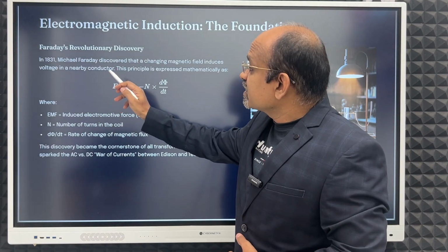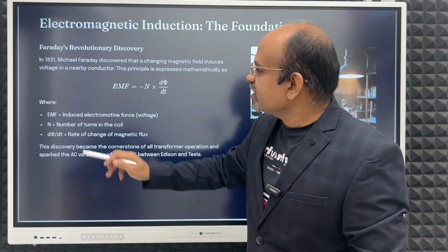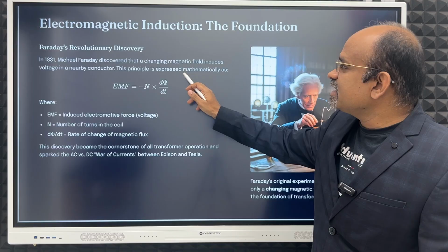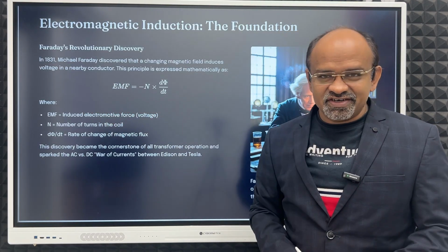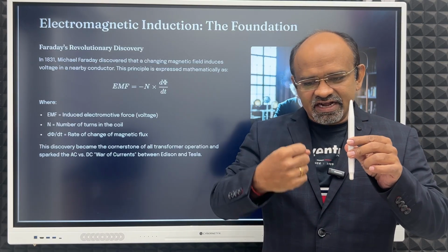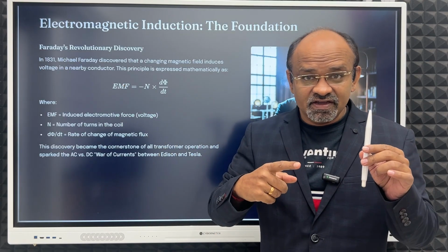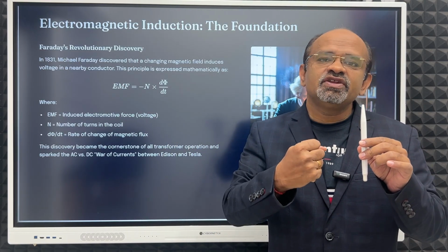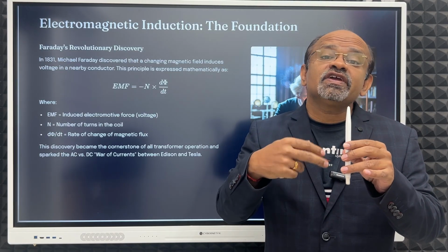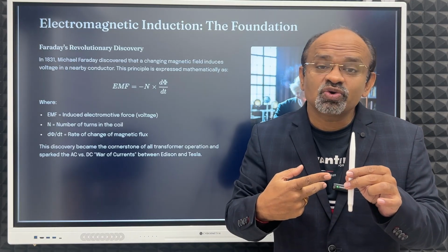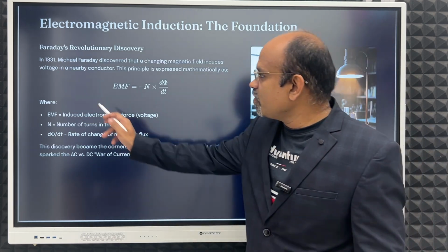Faraday's revolutionary discovery. What was it? In 1831, Michael Faraday discovered that a changing magnetic field induces voltage in a nearby conductor. If there is a conductor, and here is a coil which will induce the magnetic field. We know that a magnetic field will be induced in a coil if you provide current inside it. And if that magnetic field changes, note the word, if it changes, then it will induce voltage in this conductor. That is what you are seeing.